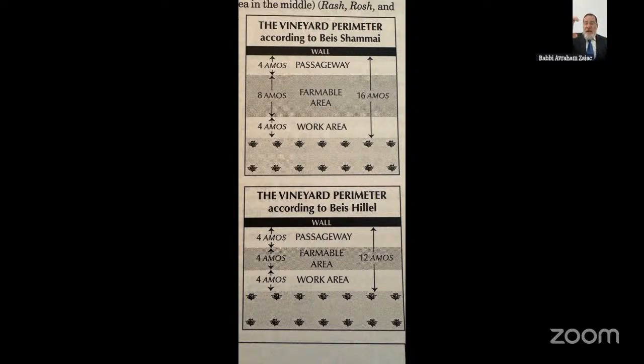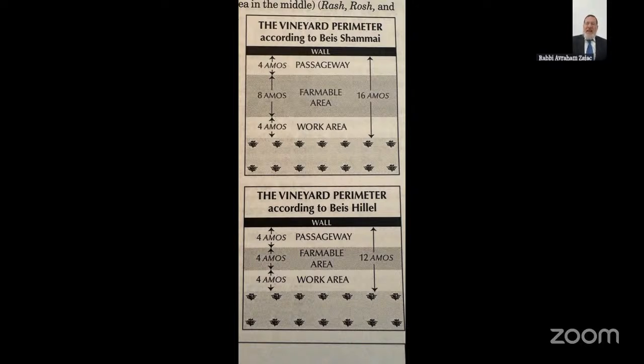So therefore, the middle area, when it's flanked on both sides by kedem, according to Beis Shammai, the minimum width is 8 amos, which has to be doubled, 16. According to Beis Hillel, the minimum is 4, to be doubled, you have to have 8. Over here, you don't have to double anything. Over here, you're going to the raw number.